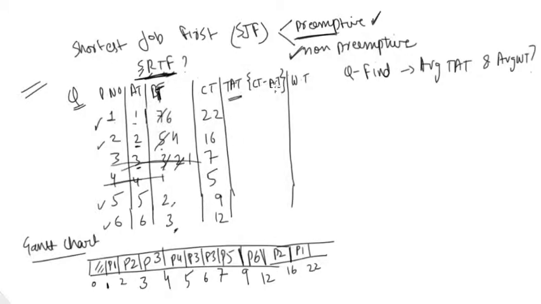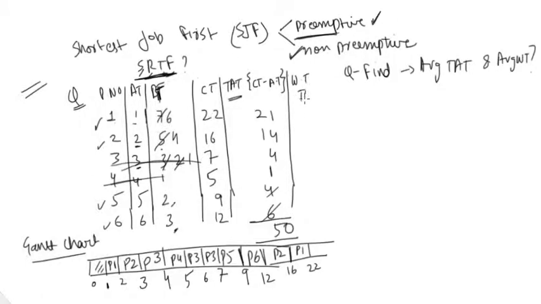TAT is simply CT minus AT. 22 minus 1 is 21, 16 minus 2 is 14, 7 minus 3 is 4, 5 minus 4 is 1, 9 minus 5 is 4, 12 minus 6 is 6. If I add these up, I'll get 50.